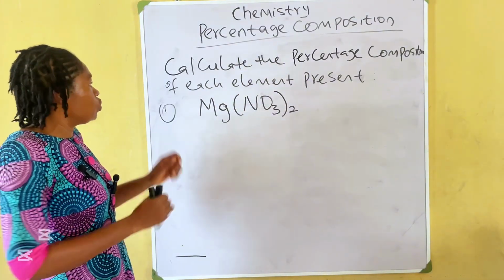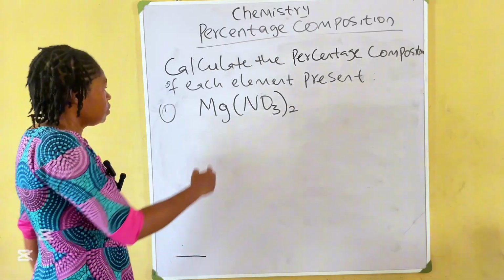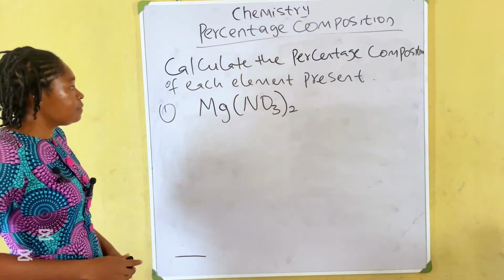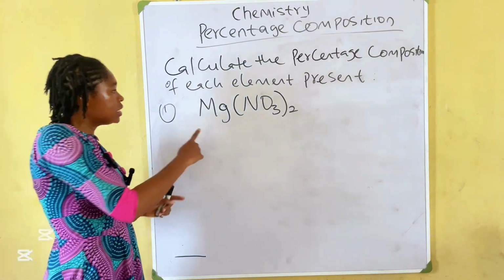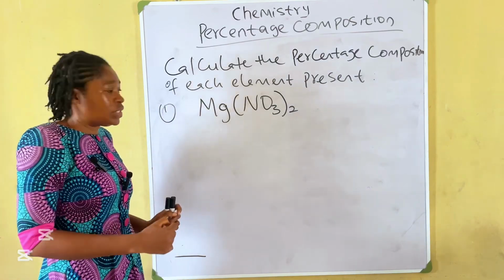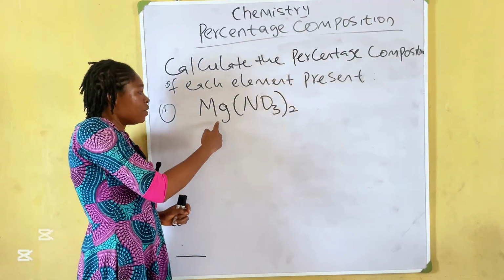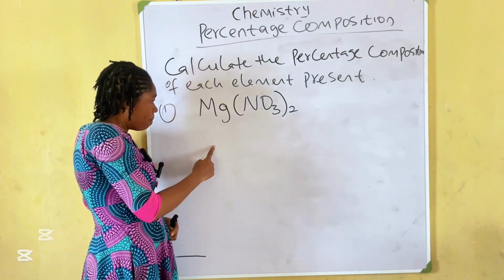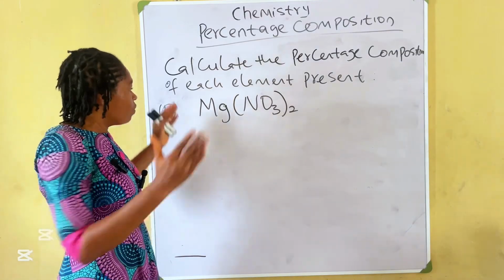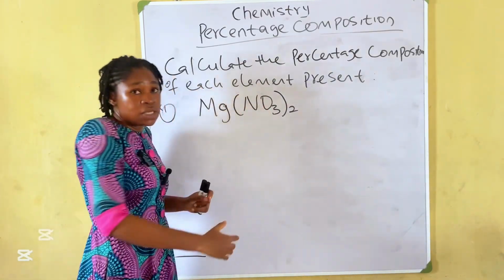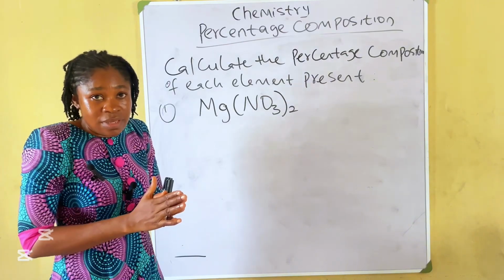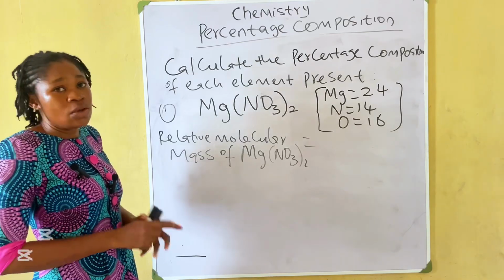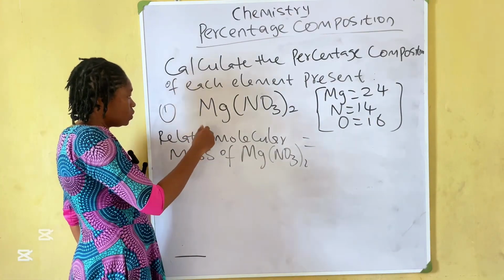Calculate the percentage composition of each element present in magnesium trioxonitrate(V). So like I said, the first step is what? You calculate the relative molecular mass of this compound. The next step, for each element, for magnesium, the relative atomic mass of magnesium divided by the relative molecular mass of the compound, times 100. At the end, when you have done magnesium, nitrogen, and oxygen, they will sum up to what? 100. So you want to calculate the percentage composition by mass of each of the elements that are present in this compound.